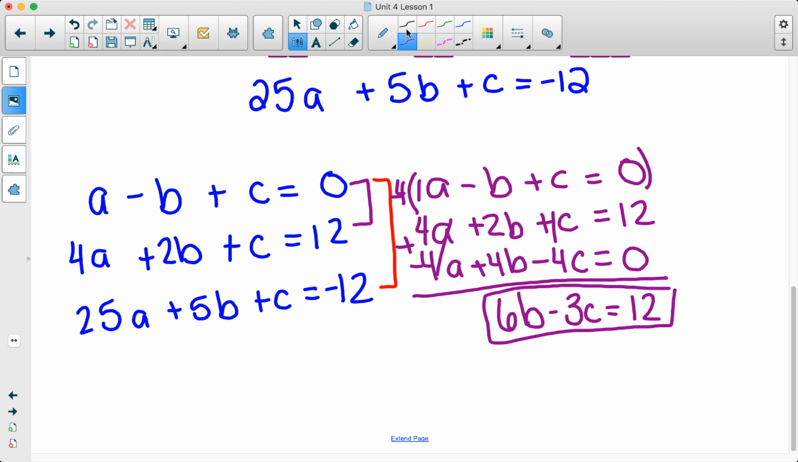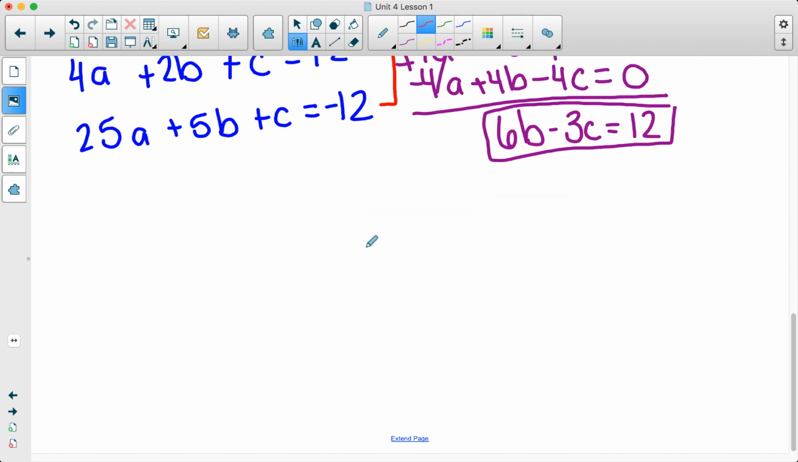All right, let's go to our other pair of equations. So again, the whole point is I'm trying to get one of these variables to cancel out, so I'm just left with 2 to work with, so it's much easier. So in this first pair, since I got rid of a, I have to get rid of a again in the second pair. So let's go ahead and rewrite our two equations here.